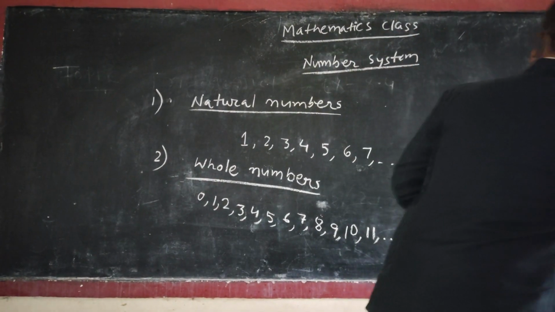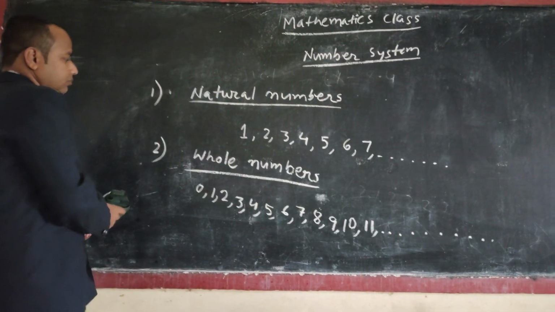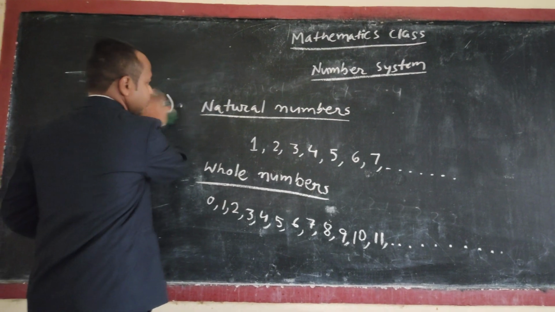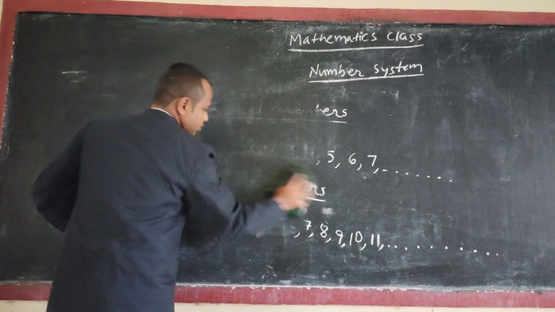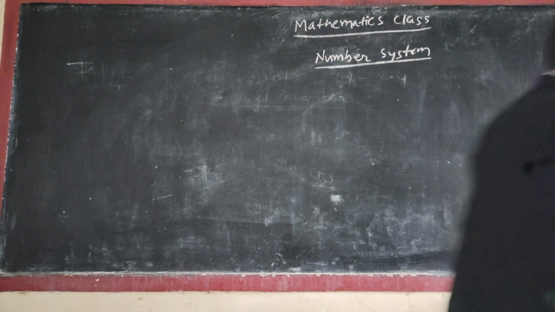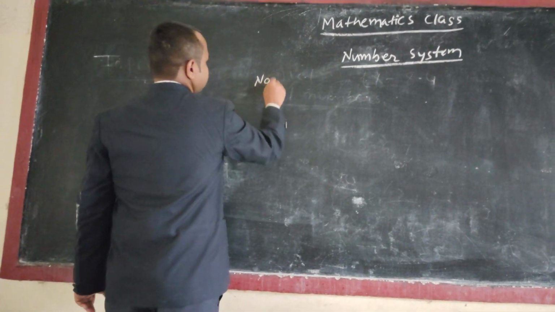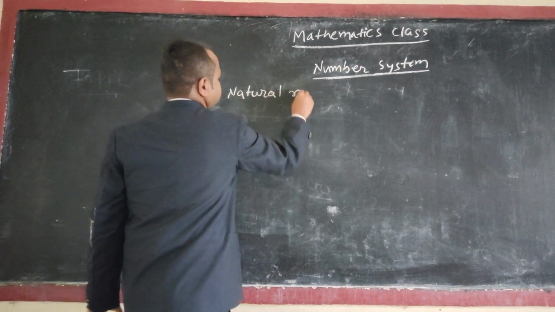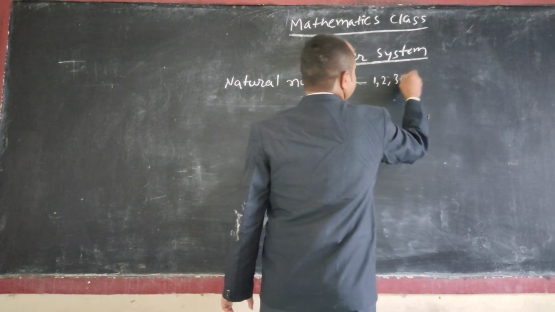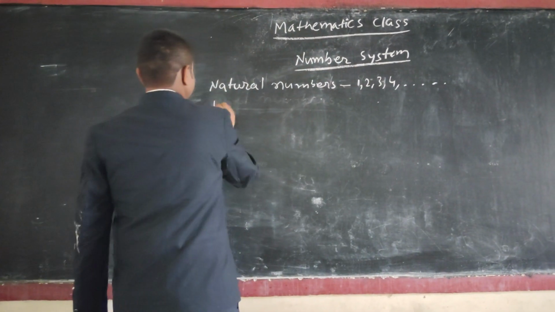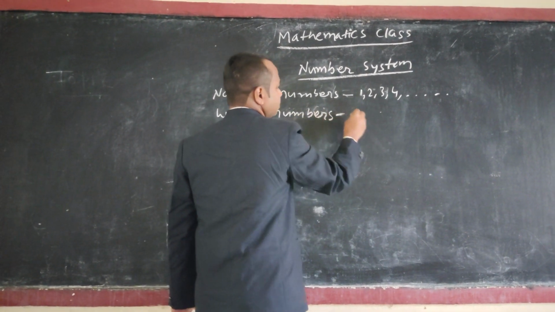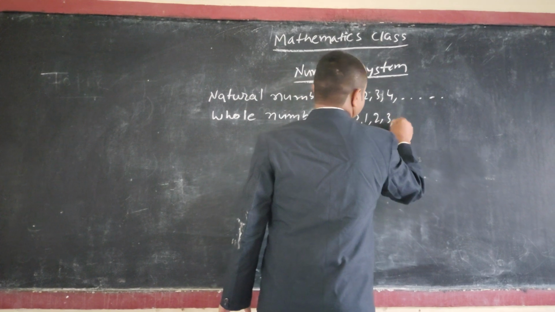So these are the two basic numbers. Now we are moving to the third type of number, which is integers. I am rubbing this. So natural numbers: 1, 2, 3, 4, dot dot dot. Whole numbers: 0, 1, 2, 3, dot dot dot.